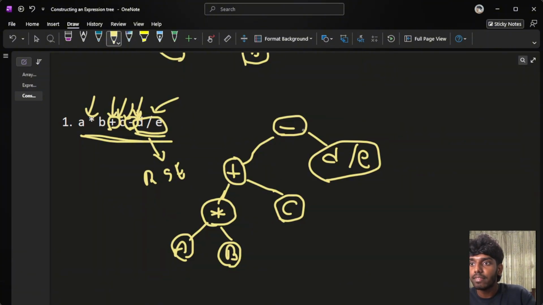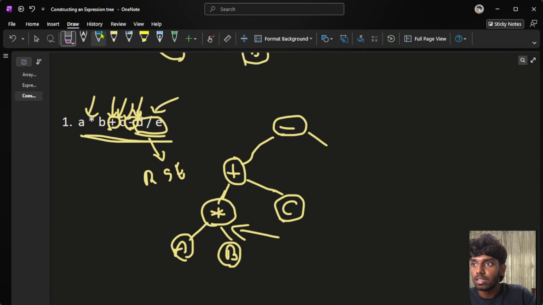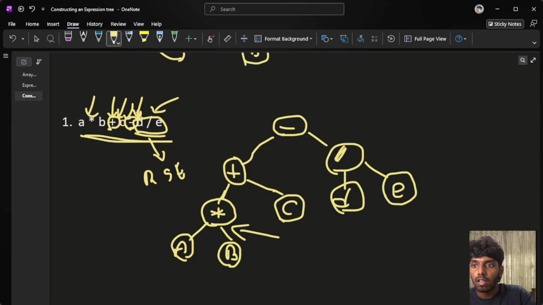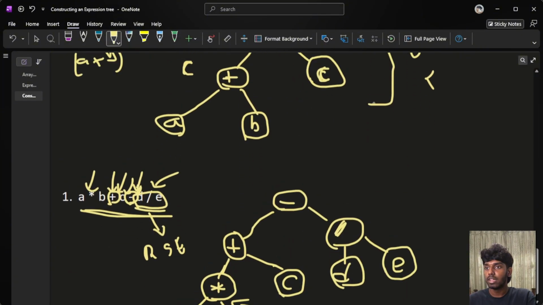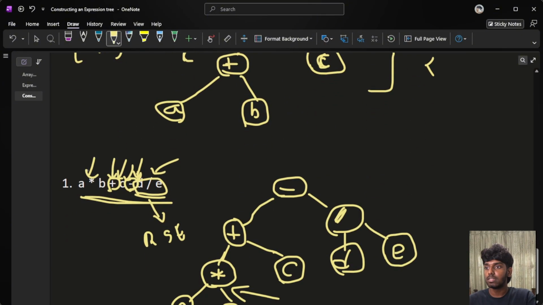And then finally we have the right sub expression, which is the D divided by E. So what I'm going to do is the same thing that we did right here. I'm going to store the division sign right here, and then the D and the E. Okay, so we have done two expressions. The first one is this one, and the second one is this one.